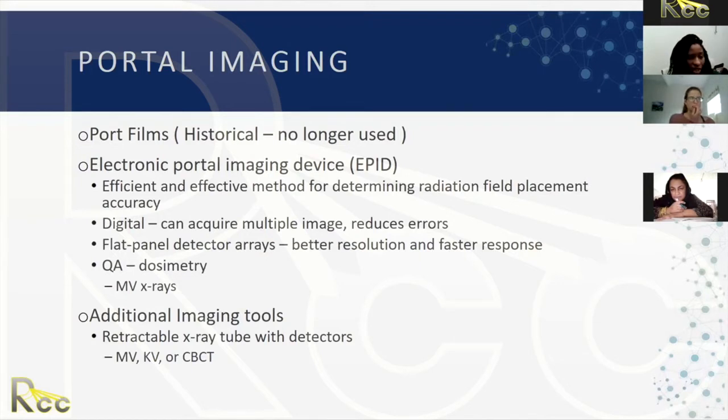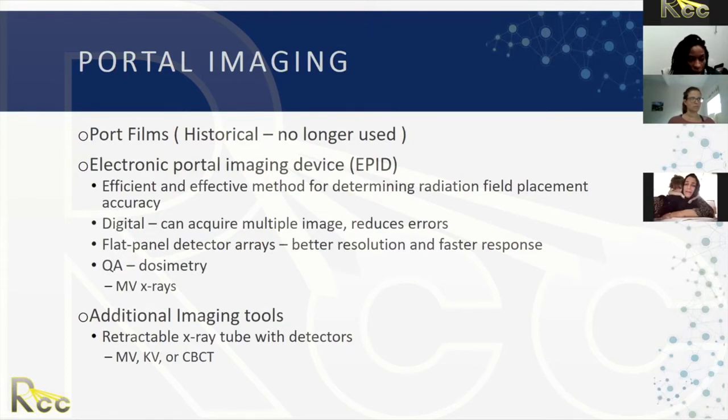Again, I mentioned that it's digital, so this means you can acquire multiple images, and we know that this is associated with reduced errors. The EPIDs have a flat panel detector array, and so you have better resolution and faster response essentially. And we know that EPIDs are important for QA, and they provide some dosimetry data as well.